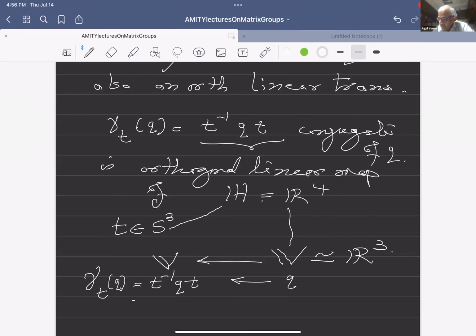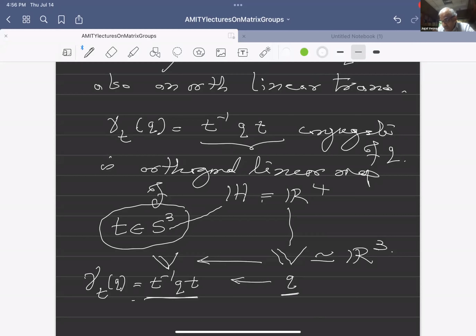Unit quaternions are in one-to-one correspondence with the points on the 3-dimensional sphere. So I pick any point on this 3-dimensional sphere, think of this as a quaternion, then take an imaginary quaternion and map it to T inverse QT. That is a conjugate of this imaginary quaternion.